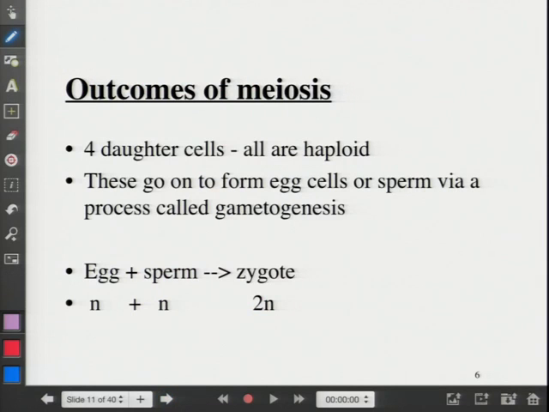Okay, so outcomes of meiosis. 4 daughter cells. It's just like mitosis, which gives 2 daughter cells with the exact same number of chromosomes as the parent. Meiosis gives 4 daughter cells, with half the number of chromosomes as the parent. Then they have to do some maturation to become a functional egg or a functional sperm.